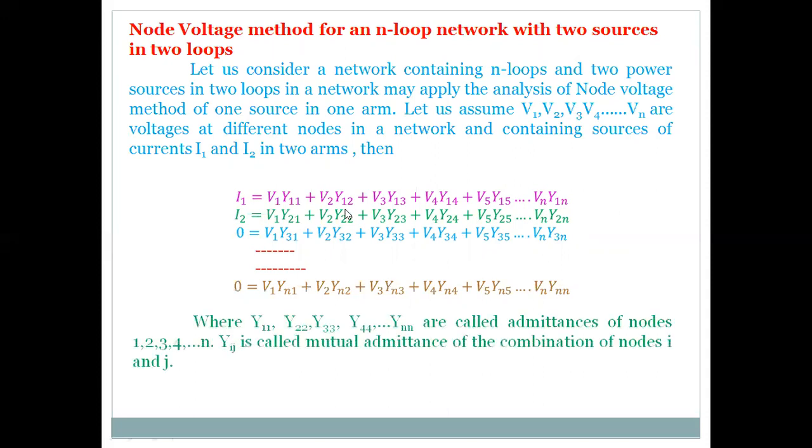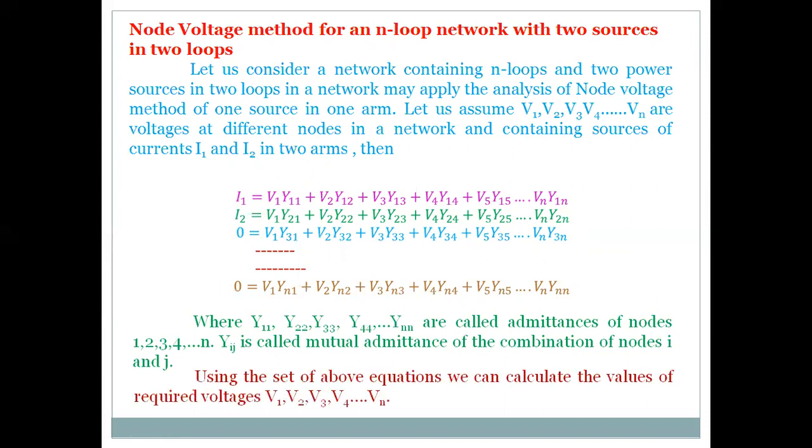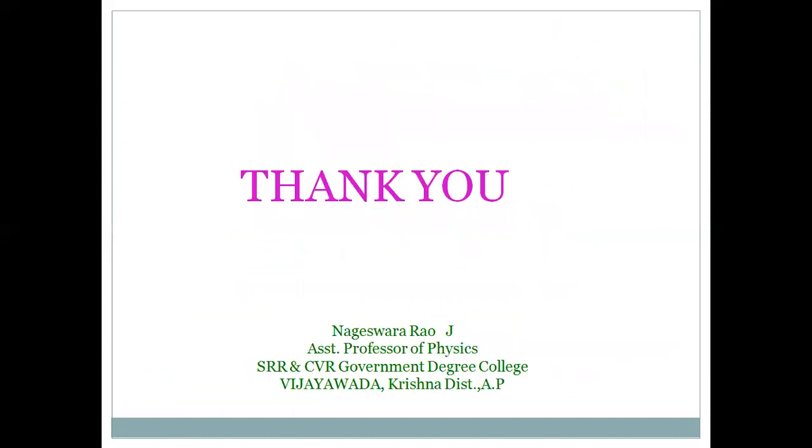Here Y11, Y22, Y33, and so on up to Ynn are the admittances of nodes 1, 2, 3, 4, and so on respectively. And Y12, Y13, Y14, and so on are called mutual admittances of the corresponding nodes. For example, Yij is called the mutual admittance of the combination of nodes i and j. So this is the node voltage method to determine the voltages in any network.